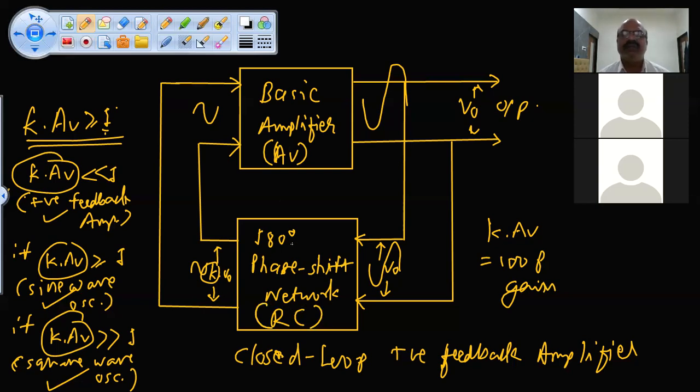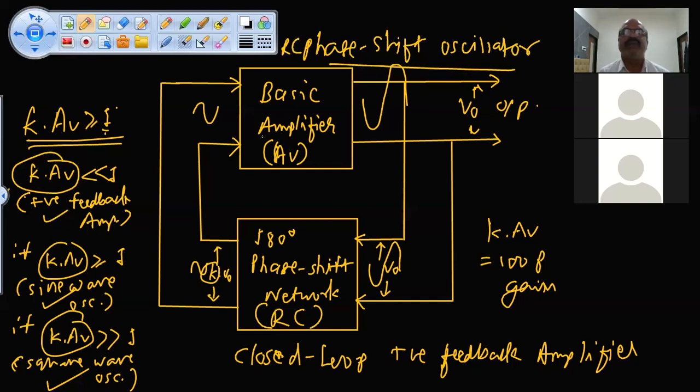Okay, so this is the basic theory of the phase shift oscillator, also called the RC phase shift oscillator.